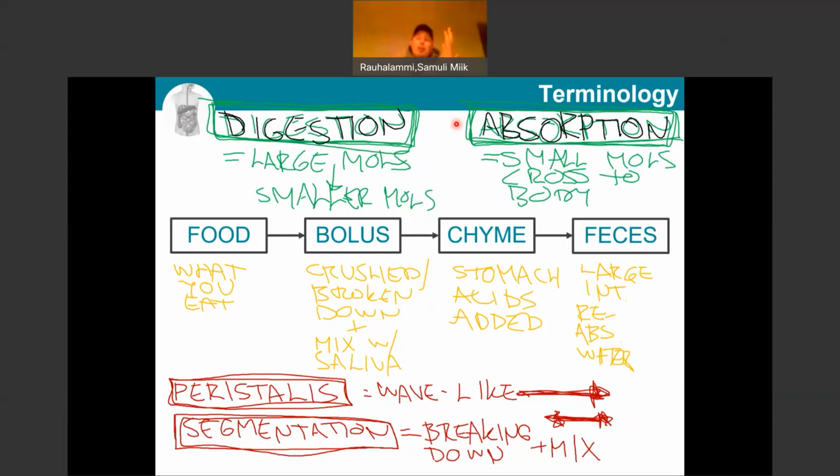And without digestion having happened first, absorption probably would not happen for the large molecules. So we need to do digestion in order to enable us to do the absorption. So those were the two terms that we needed to have a look at.